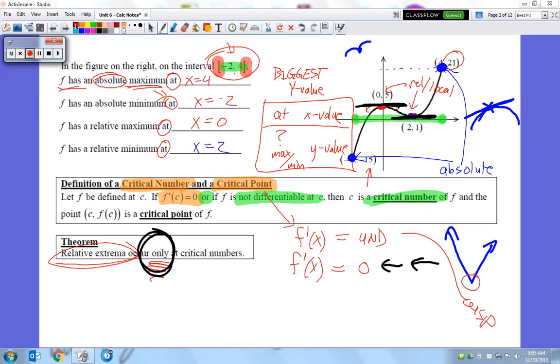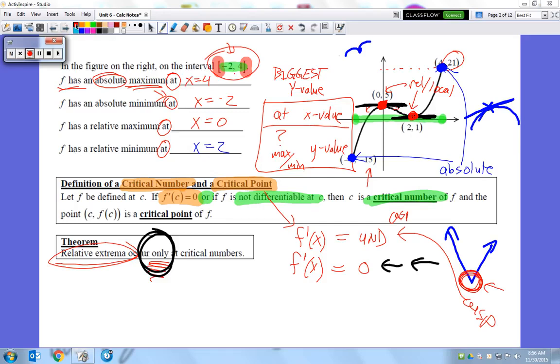And that would fall under the undifferentiable part. Either way, this is a critical number because the slope is 0. This relative max over here is a critical number because the slope is 0. And at this x value, there would be a critical number as well because I cannot take the derivative. So when do the undifferentiable parts happen?